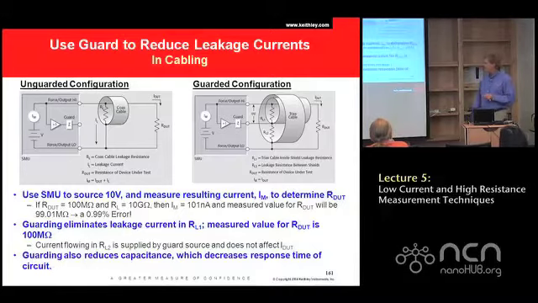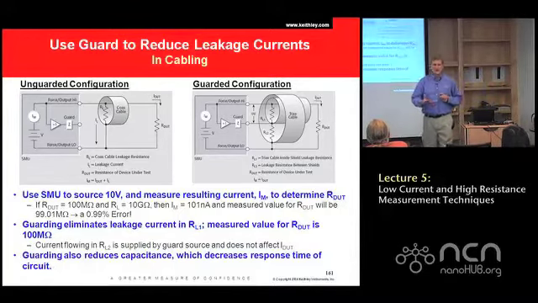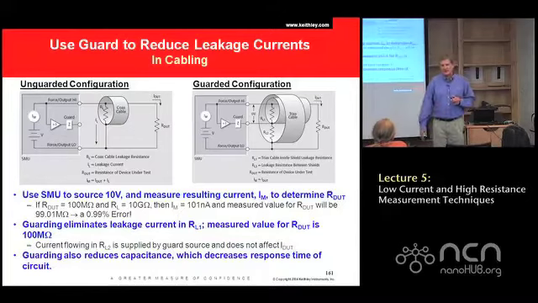The answer is yes, you do. But that current's being supplied by a unity gain buffer amplifier, which can supply as much current as this thing needs. And that unity gain buffer amplifier has extremely high input impedance. In other words, there's no current flowing into that buffer amplifier. That's called a guard amplifier. This is a driven guard, a DC driven guard. Okay? It guards out leakage current and it guards out capacitance.